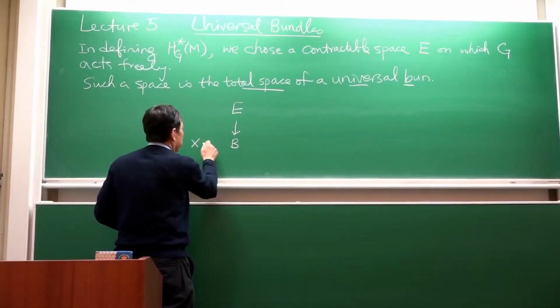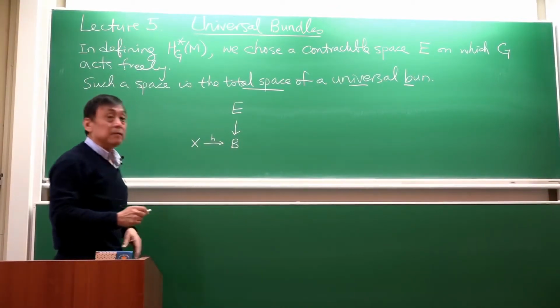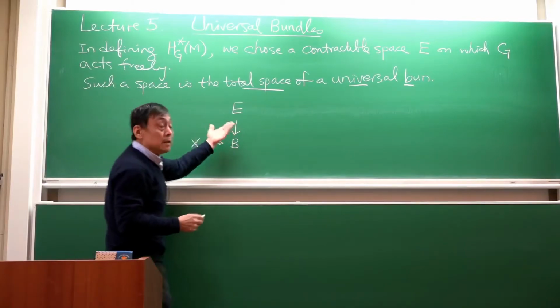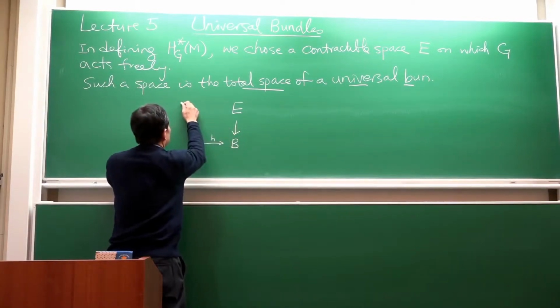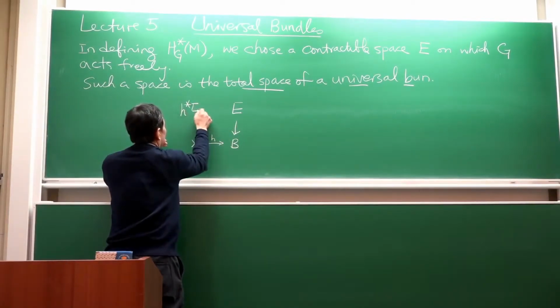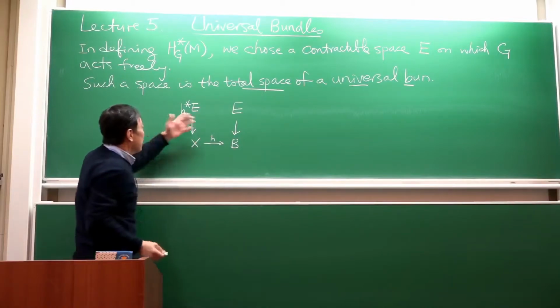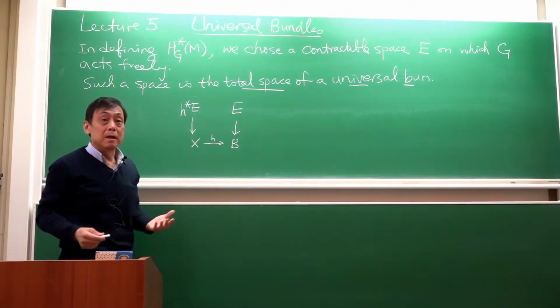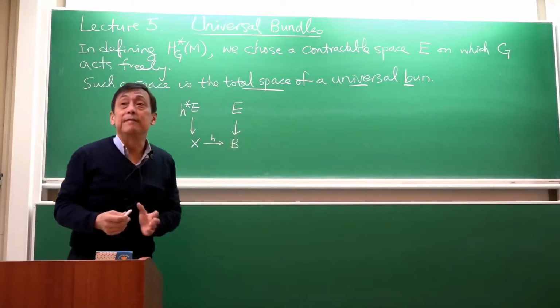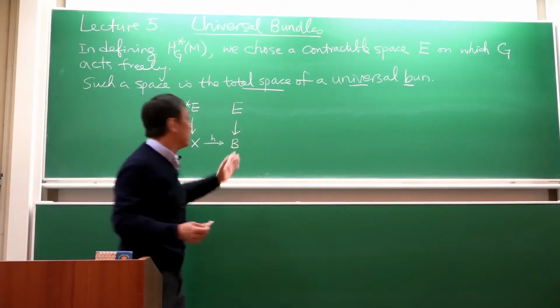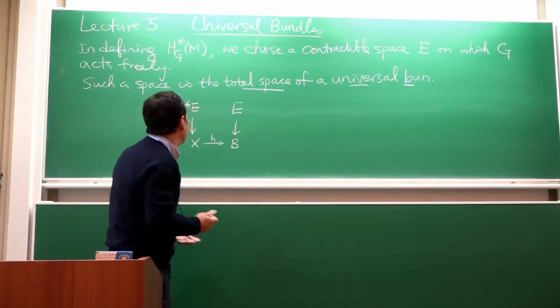You have a map from X to B. Then we define the pullback, as we did last time, of the universal bundle. So the pullback bundle is a fiber bundle with the same fiber. So I'm going to define a universal bundle.